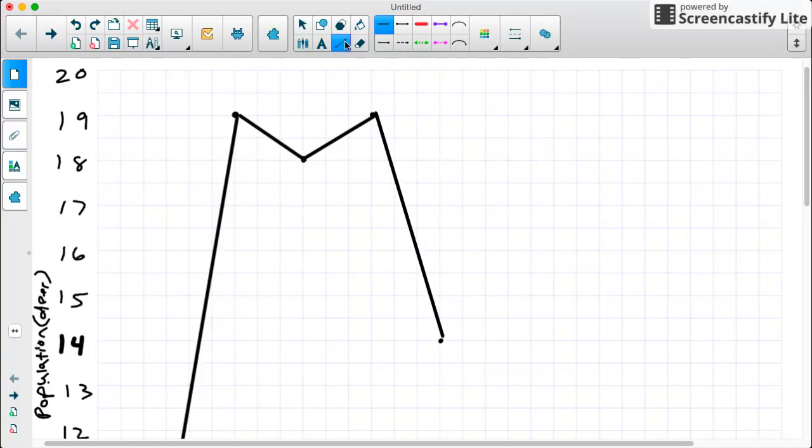So you guys basically continue plotting your points, then grab a ruler, put your straight edge on it, make your graph, and then there's some questions to answer regarding the trend.